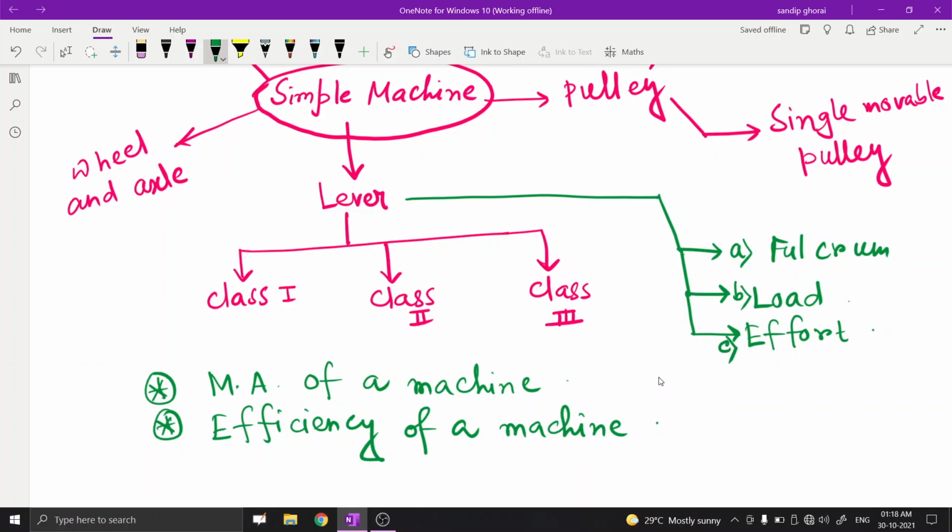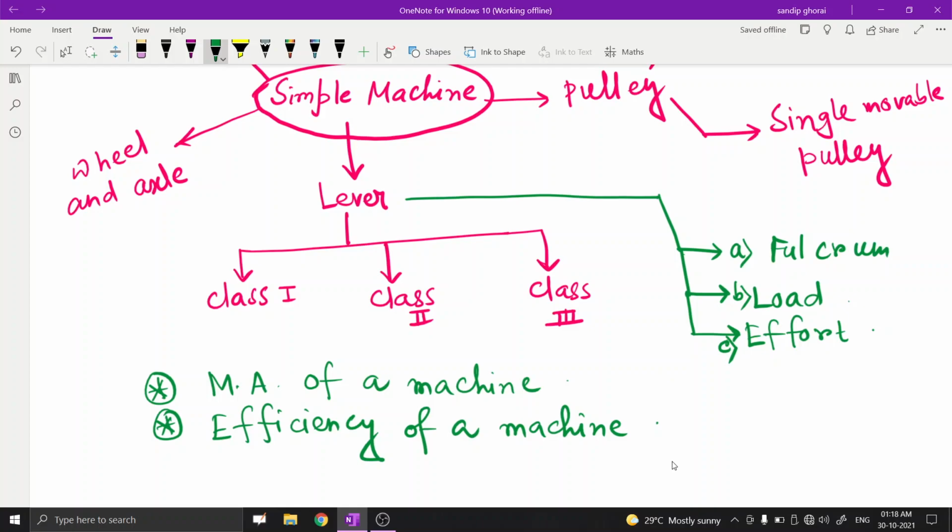So what is a fulcrum? Fulcrum is the fixed point about which the lever can rotate. And what is load? The load is the object to be lifted with the help of the lever. And the third one is effort. What is effort? Effort means the force applied on the lever.